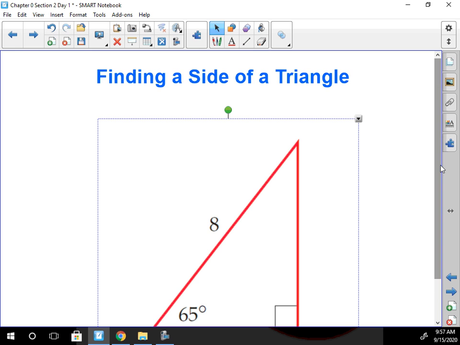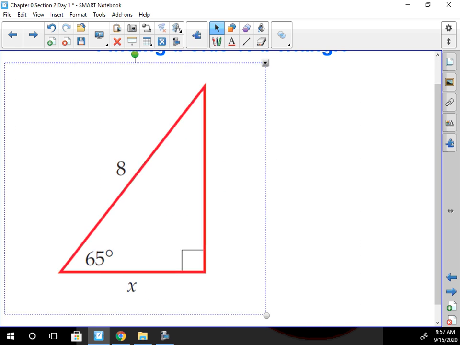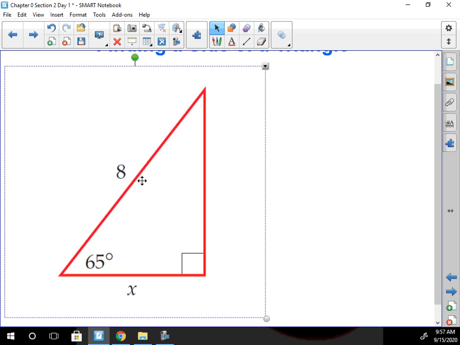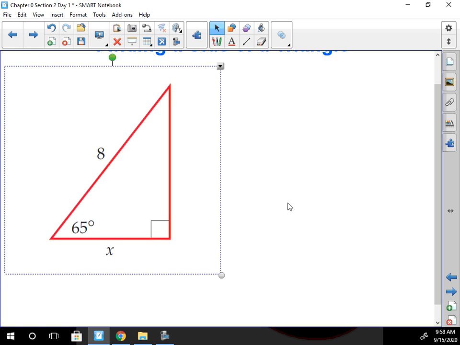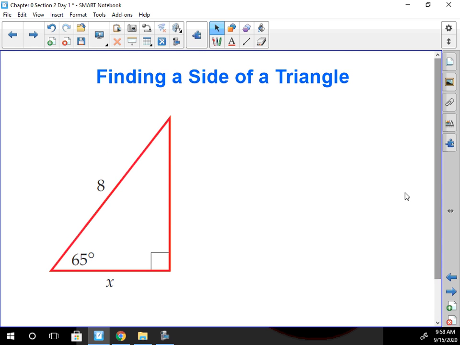So how do we find the side of a triangle? Well, if I look at this, I am given the side 8, an angle 65, and an x for the other side. And I don't know this other side, so that's what I have to find. If I'm trying to find the side of a triangle, I first need to find out which angle we're looking at. It starts here. Angle 65 is the one that we're given. And from there, I need to figure out how these two sides relate to this angle.